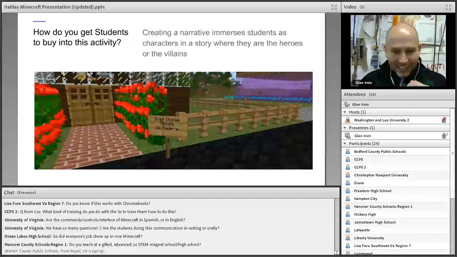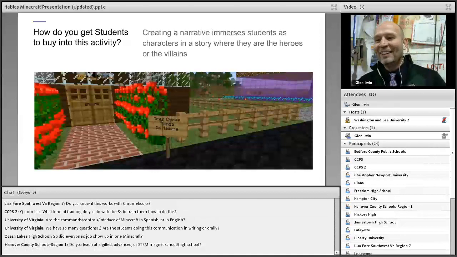It says, do you teach at a gifted, advanced, or STEM magnet school? Not at all. This is a little rural town.